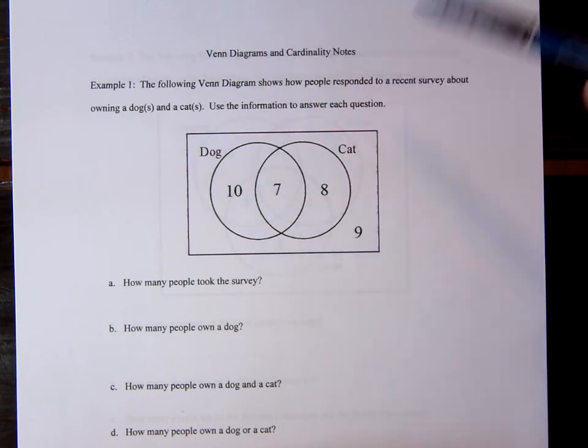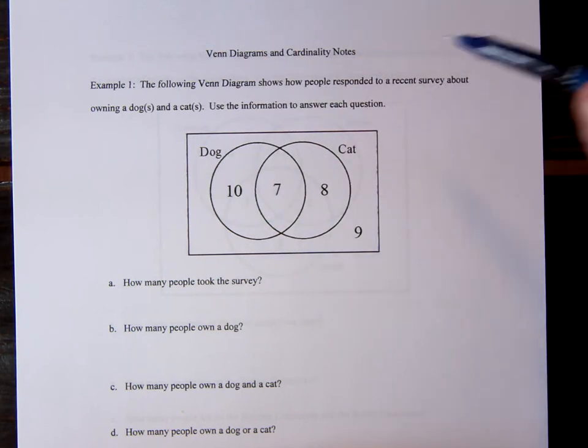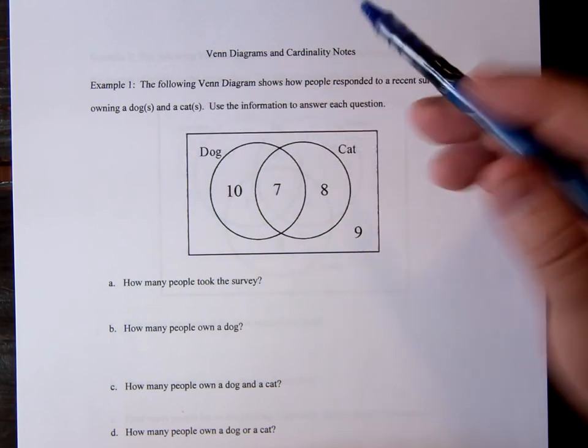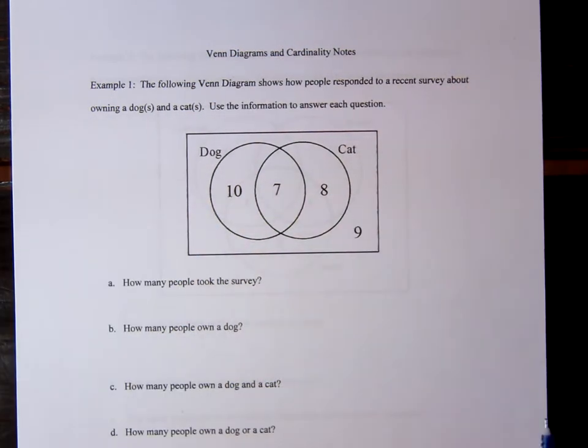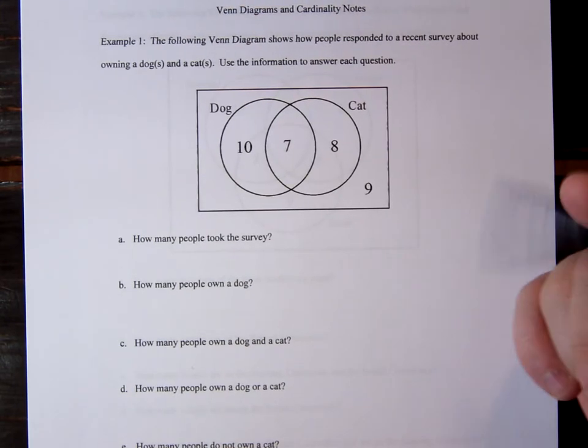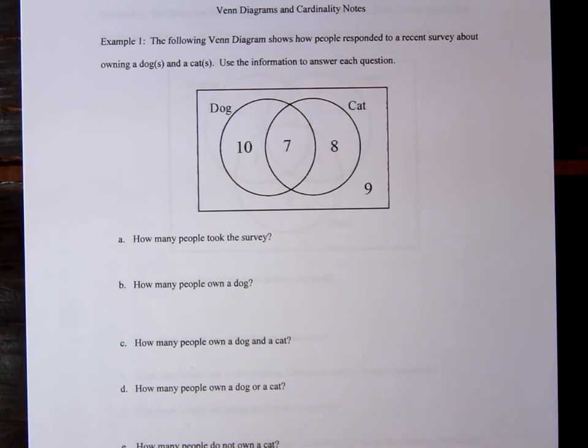the following Venn diagram shows how many people responded to a recent survey about owning dogs and cats, and use the information just to answer these basic questions. This is probably the type of Venn diagram, if you've ever done them before, the type of thing that you may have already done.